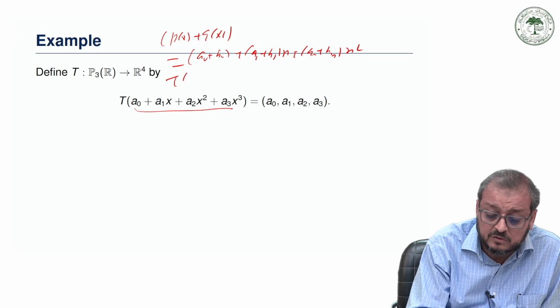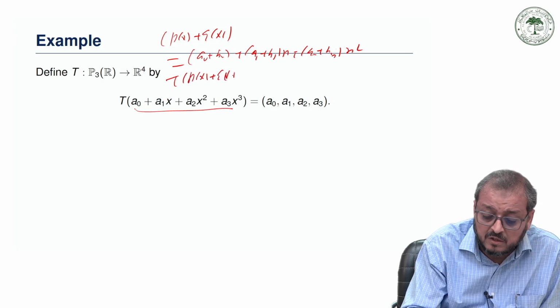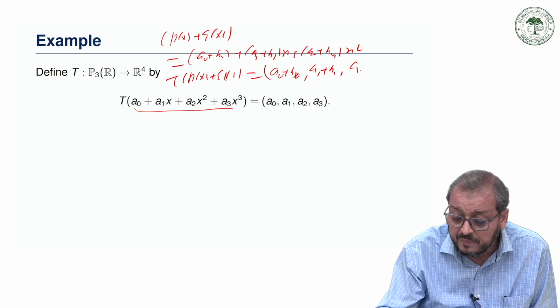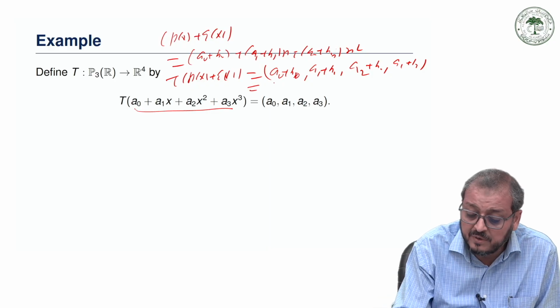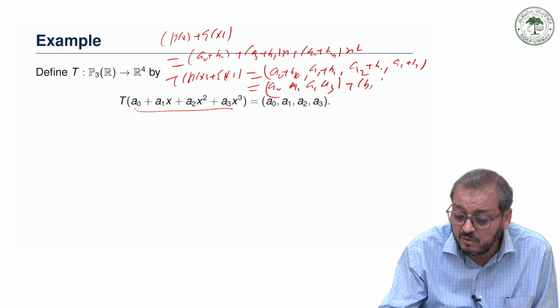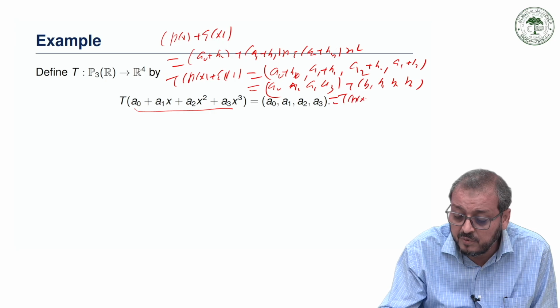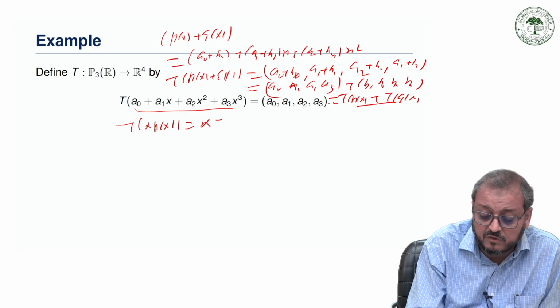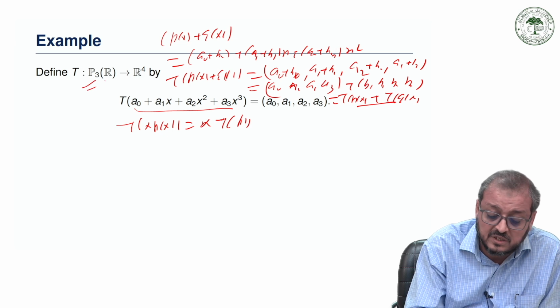Operating T on this, T of P(x) plus Q(x), by the definition is nothing but a0 plus b0, a1 plus b1, a2 plus b2, a3 plus b3. This can be written as a0, a1, a2, a3 plus b0, b1, b2, b3, and this is nothing but T of P(x) plus T of Q(x), and it is satisfied. Similarly, we can show that T of alpha P(x) is equal to alpha times T of P(x). So this transformation is clearly linear.